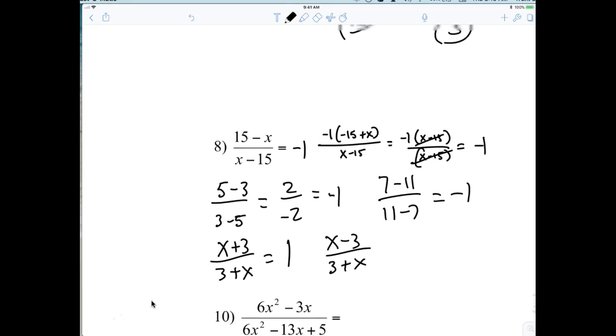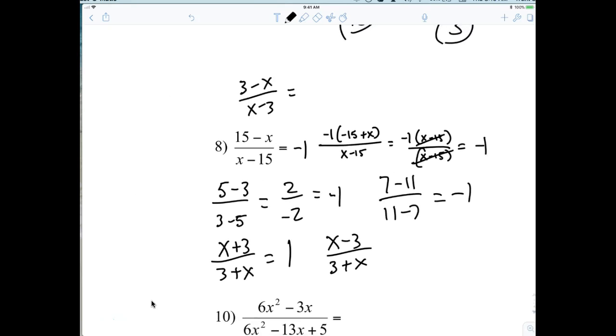So again, just to make sure you're hearing me, if I say, for example, 3 minus x over x minus 3, that's what? Negative 1. If I say 3x minus 4y over 4y minus 3x, that's what? Negative 1. Alright?